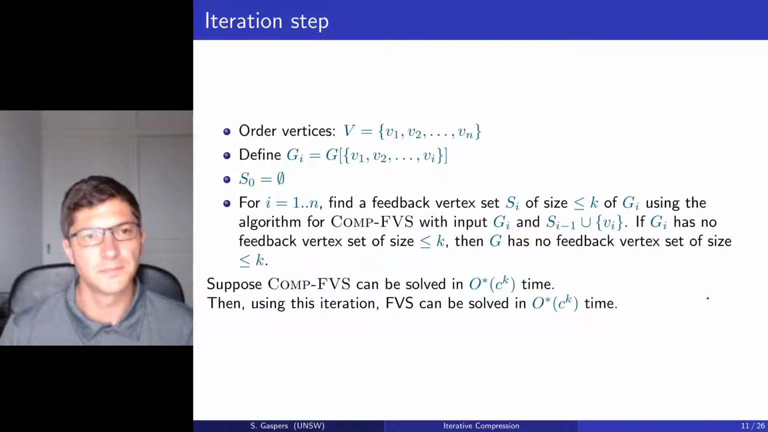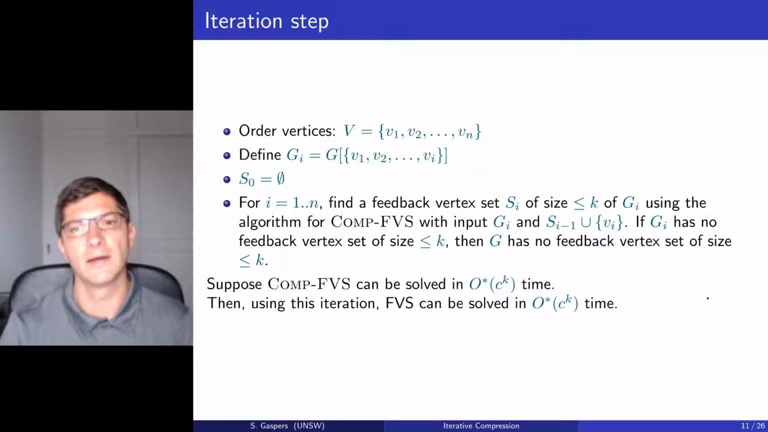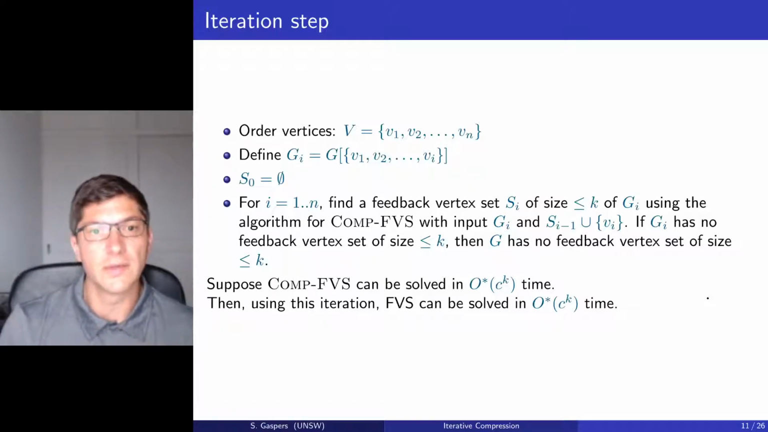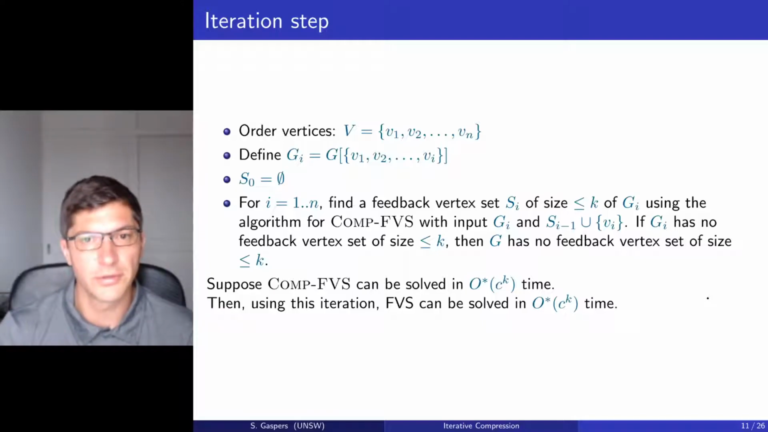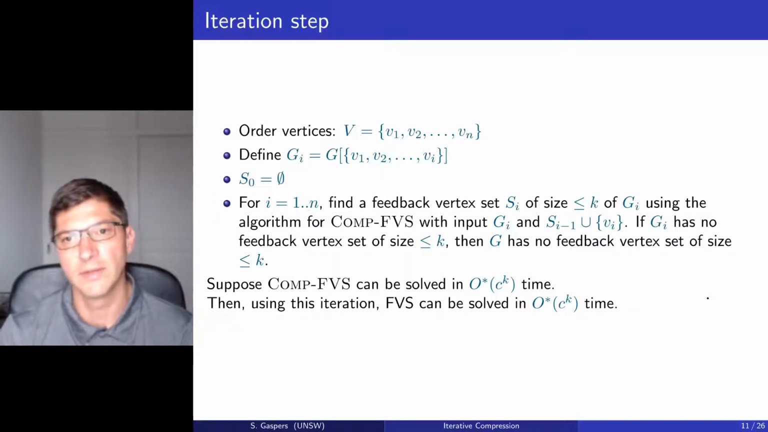Let's start with the easy part, namely the iteration steps. Because this works exactly the same as for vertex cover. We just order the vertices from 1 to n, and we define the graph induced on the first i vertices as Gi. Now a graph with no vertices has an empty feedback vertex set. And now for i varying from 1 to n, we will find a feedback vertex set of size at most k of Gi, and we call this feedback vertex set Si. And we will find it using an algorithm for the compression version with input Gi and the previous feedback vertex set plus the new vertex Vi.